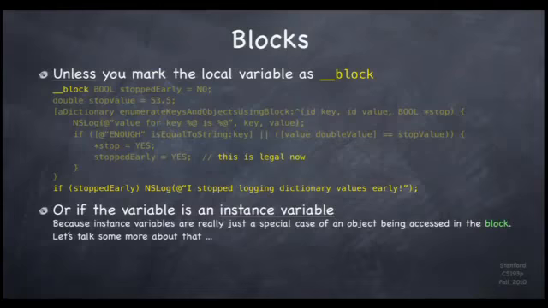So instance variables work to get information back out of the block, but only because they're a special case of passing a pointer, specifically a pointer to an object. Let's talk more about what happens if you use a pointer to an object inside your block.